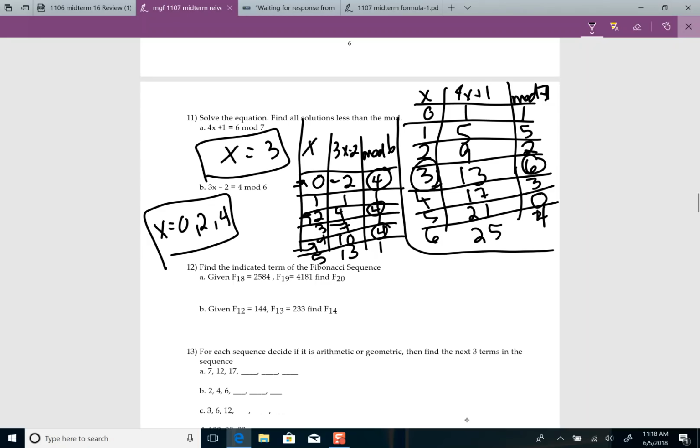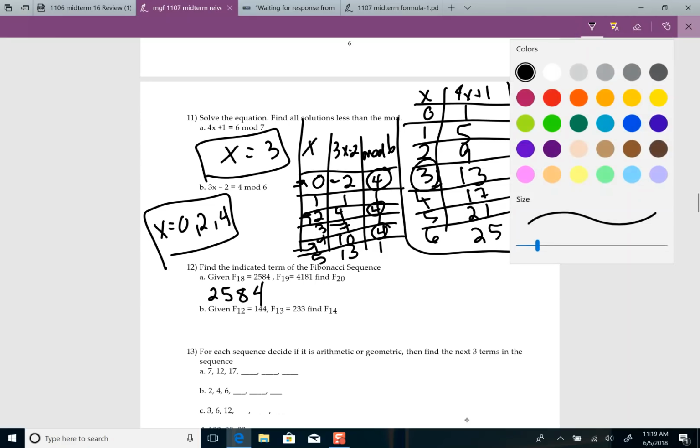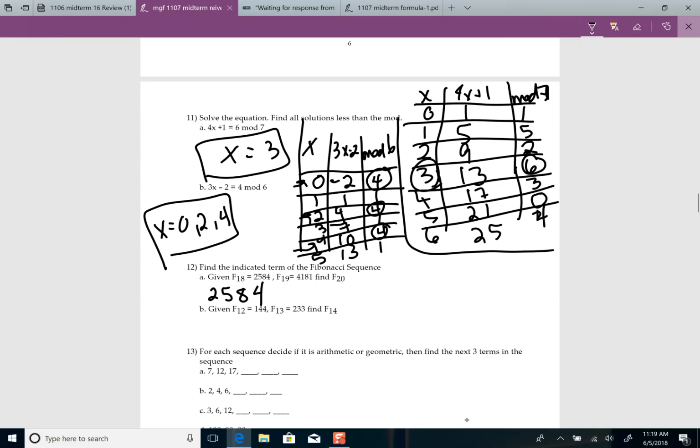So I'm going to add those together, 2584 plus 6765. So I said all of that wrong. I have it in my calculator looking at it, so I just can't talk and write at the same time. Sorry about that. Let's fix it. There we go. 2584 plus 4181 is 6765.